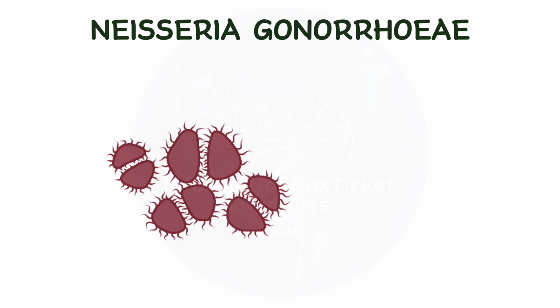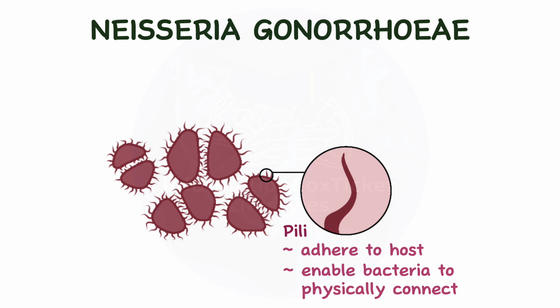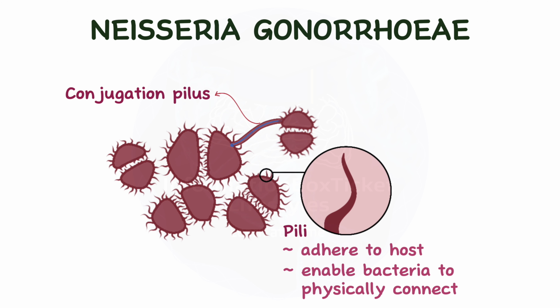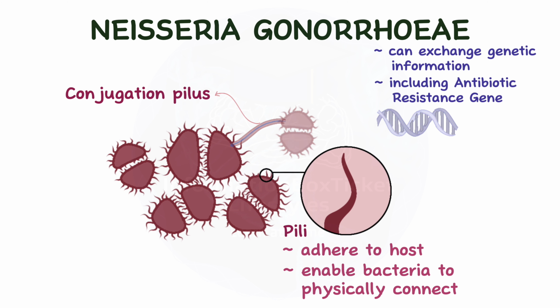First, N. gonorrhoeae has pili, tiny thread-like extensions that radiate from the surface of the bacterium. These pili help N. gonorrhoeae adhere to the mucosal surfaces of the host. They also enable bacteria to physically connect with one another, forming what's called a conjugation pilus, a small, hollow rod through which bacteria can exchange genetic information, including antibiotic resistance genes.